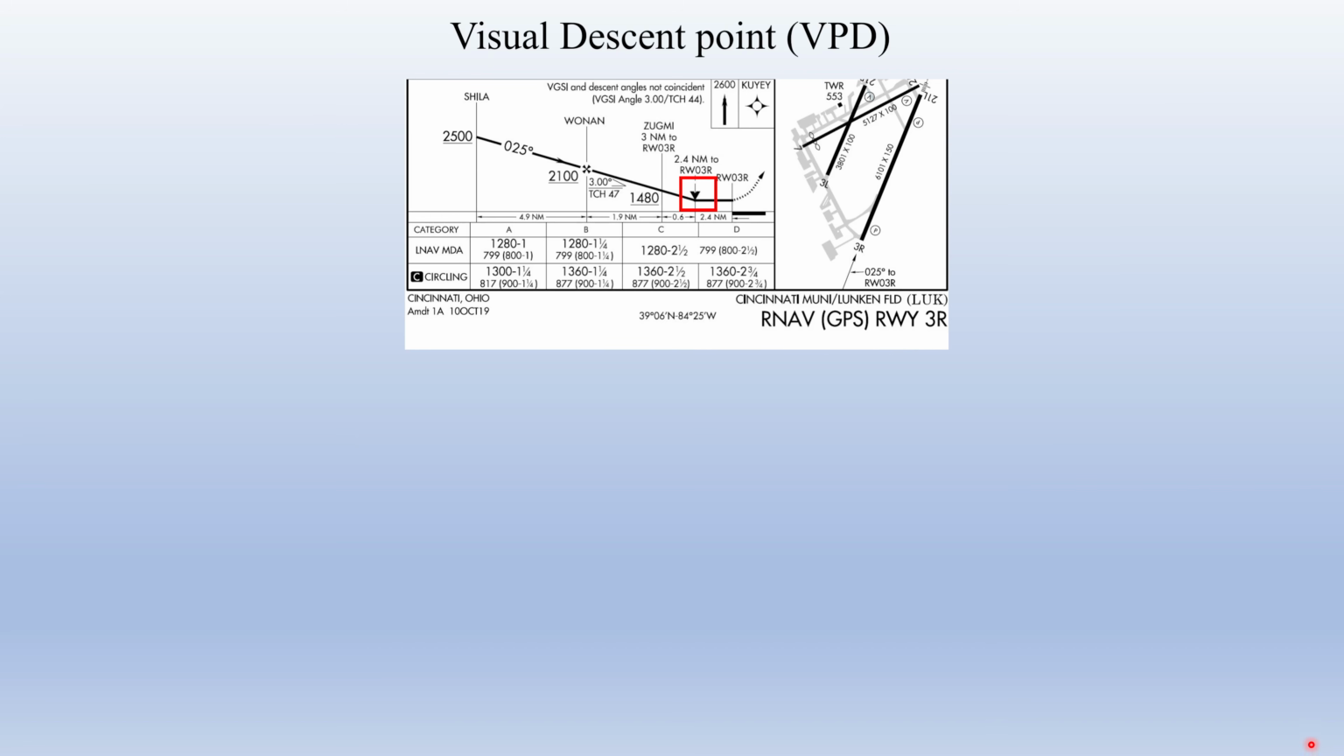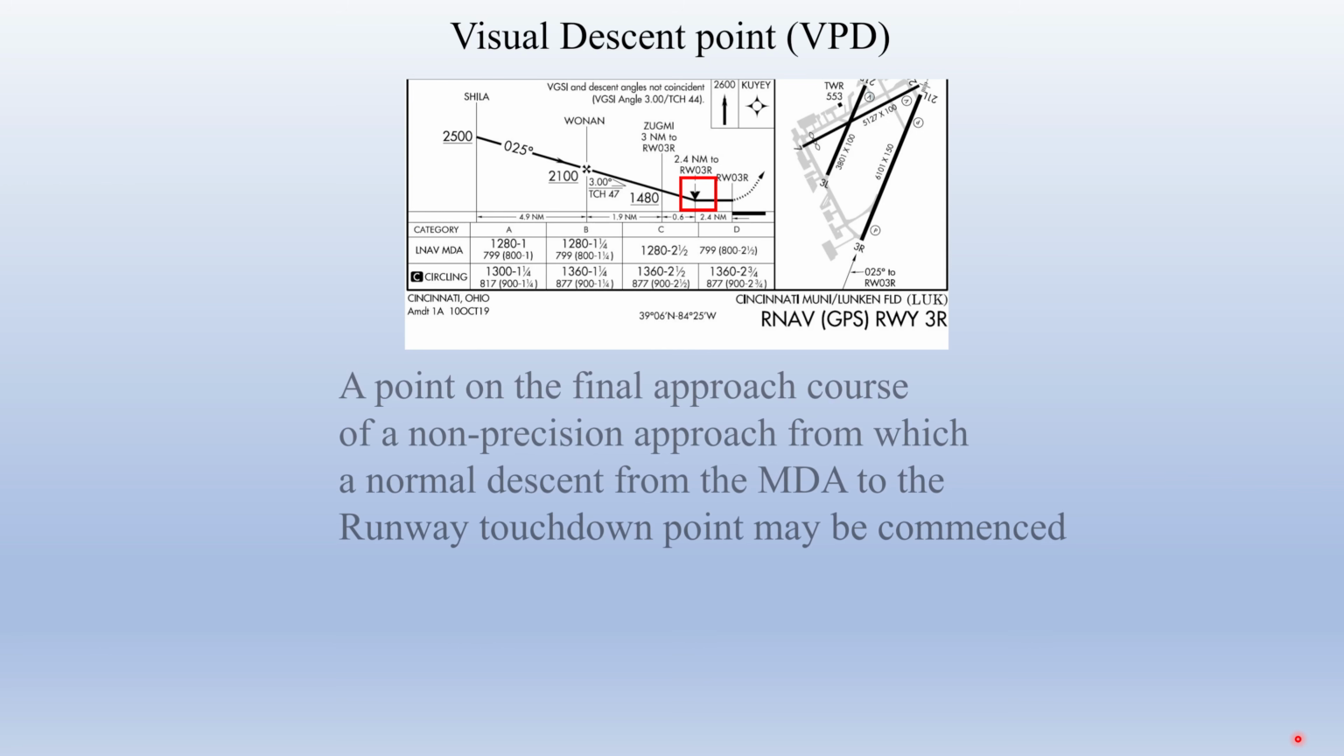This is called a visual descent point. The FAA definition of a visual descent point is a point on the final approach course of a non-precision approach, particularly one without vertical guidance, from which a normal descent from the MDA to the runway touchdown point may be commenced. So what does that mean?